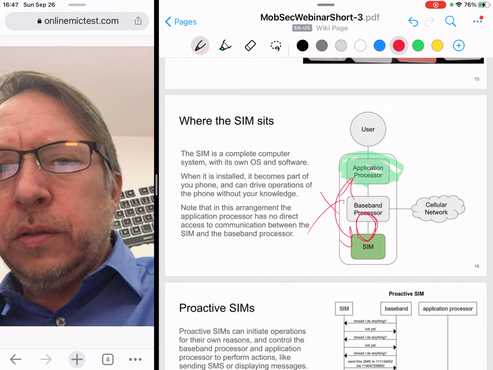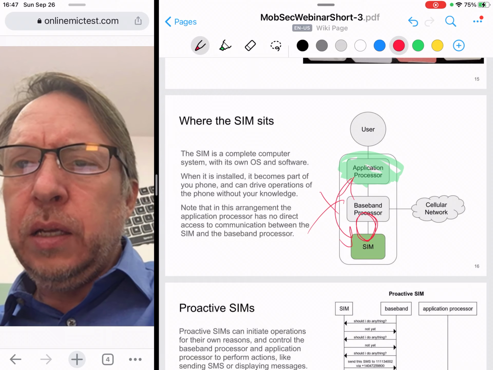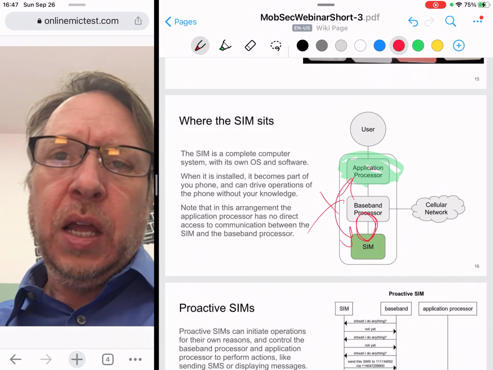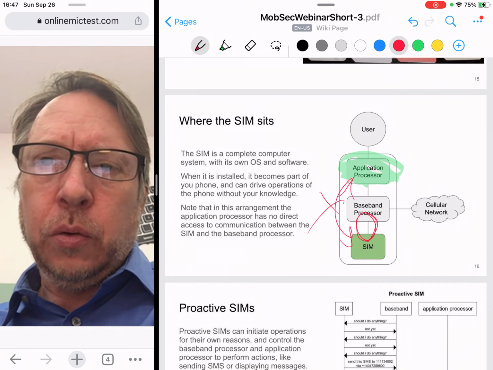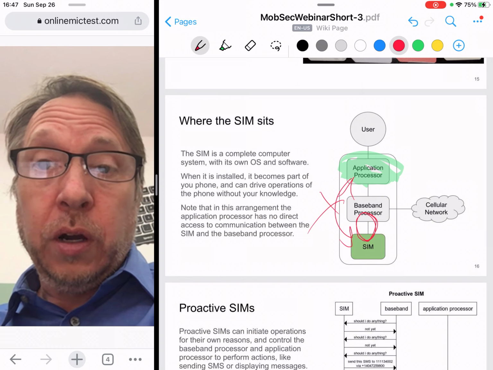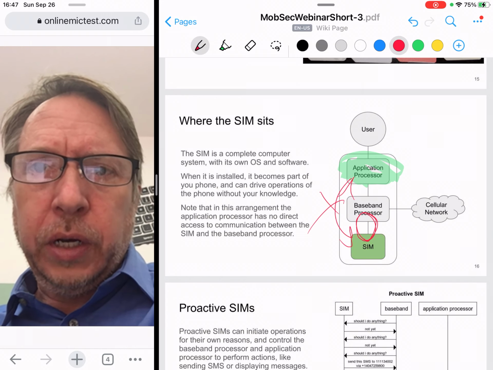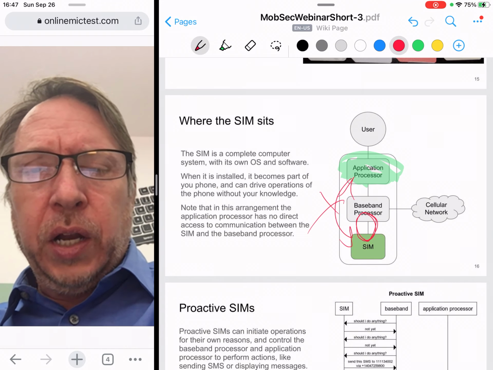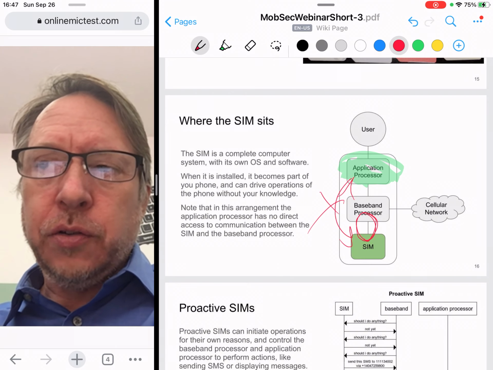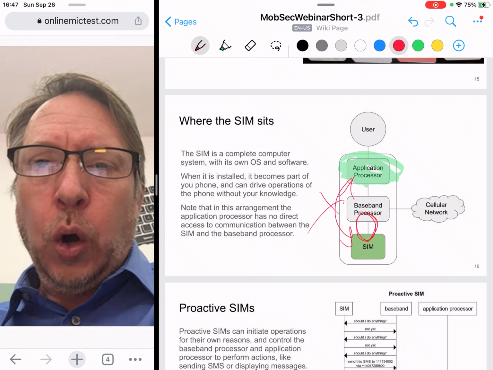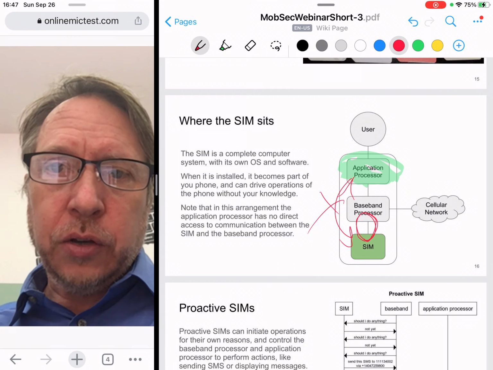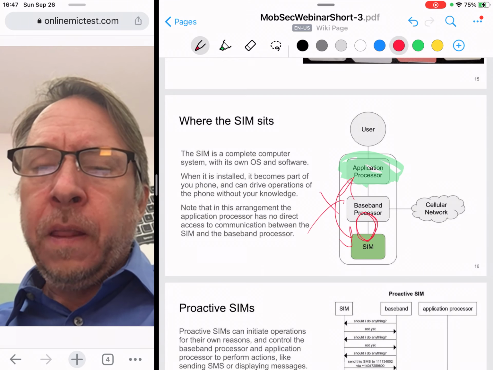That's important because the SIM is a complete computer system. It has its own operating system. It has its own non-volatile storage, its own file system. It has its own software, which is usually written in a limited dialect of Java. It has a bunch of software called applets that can be loaded and changed and controlled by the mobile operator over the air without your knowledge, without any knowledge from the application processor that this is happening.